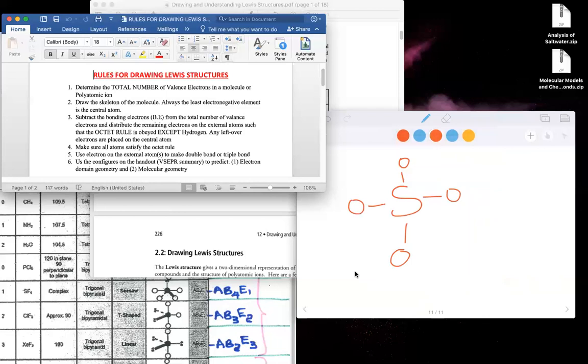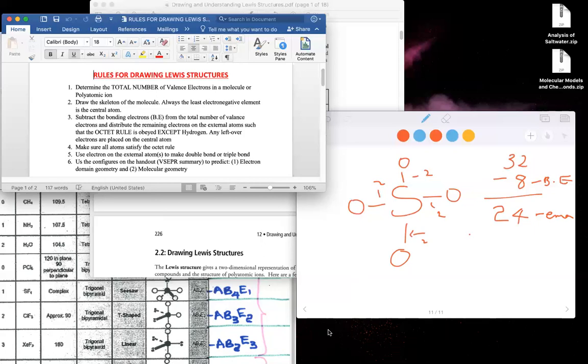Rule number 3: subtract the bonding electrons from the total number. So I'll do my math by saying 32 minus the bonding electrons. 2 electrons right there, 2, 2 there. So minus 8 electrons. These are the bonding electrons. We have 2 on either side. And what will remain here is 24. 24 remain.